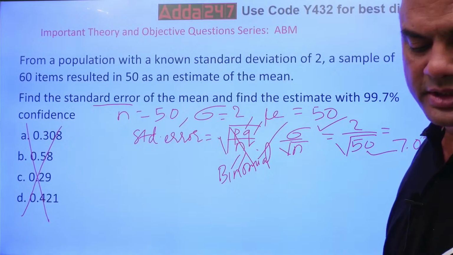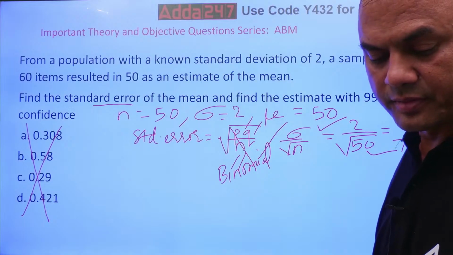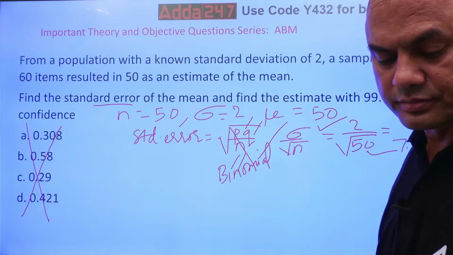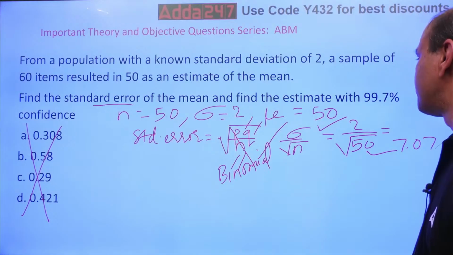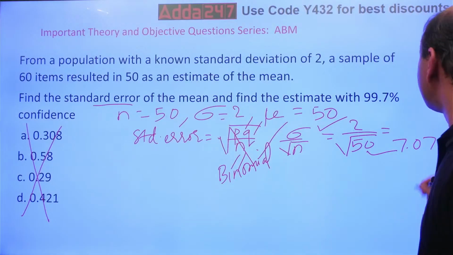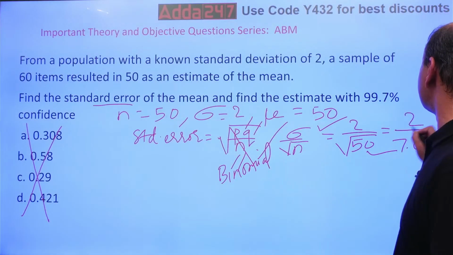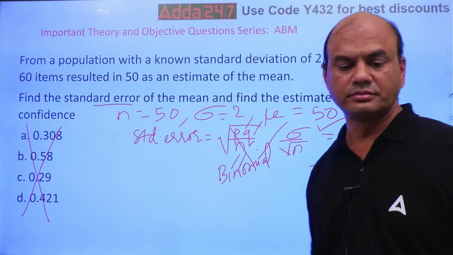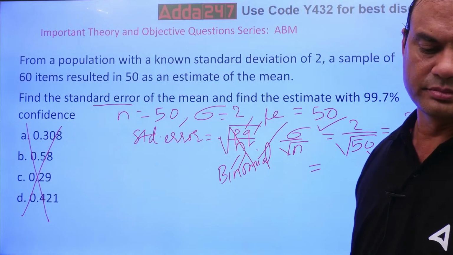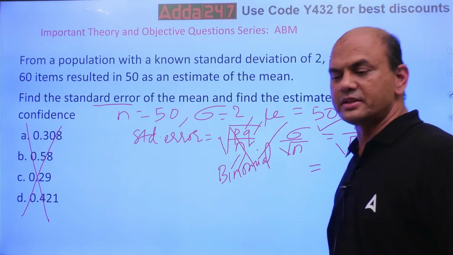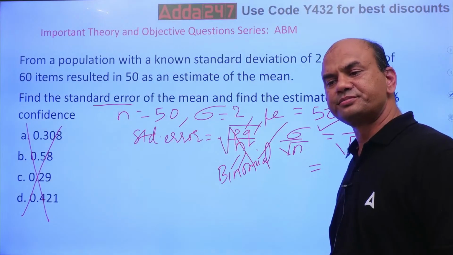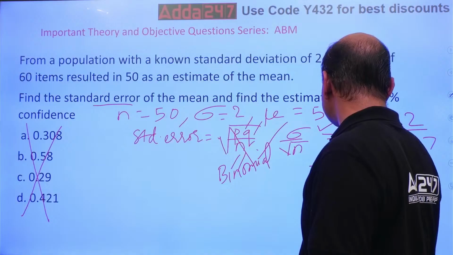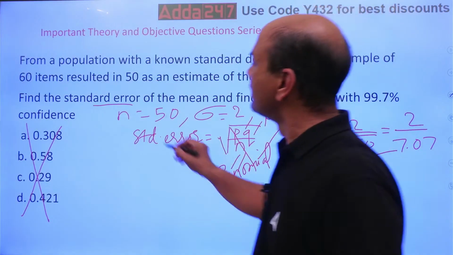Always I am giving the answer. What is the answer? 2 upon 7.07. Let me see in the comment section. 0.28, correct? 0.28. So the first answer you got it. Find a standard error. This you got it.